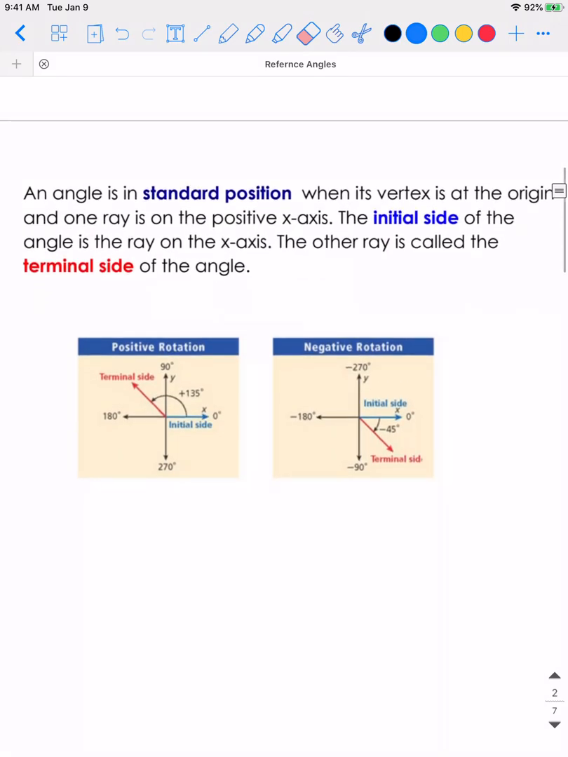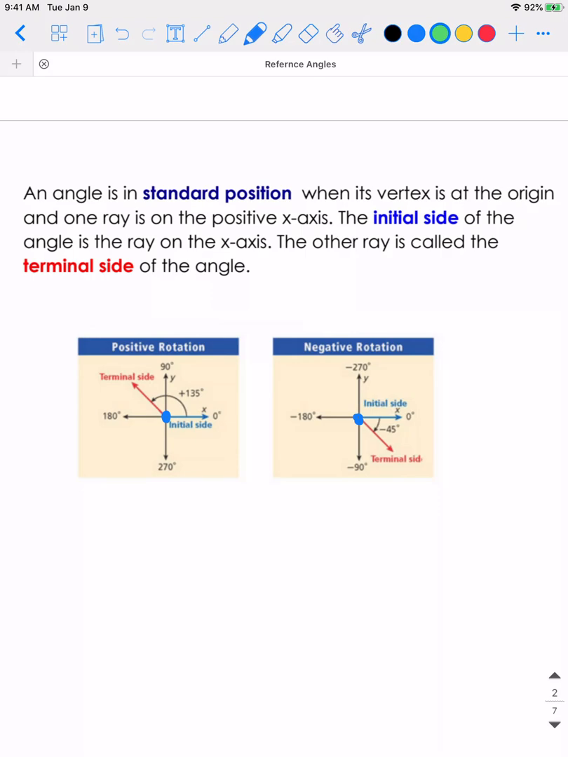Now, if at any point you need to write anything down, please pause the video so you can write it down. So an angle that is in standard position is when its vertex is at the origin. Okay, a vertex is where our two rays are going to meet. So the origin's right here at the center. Okay, that is our origin.